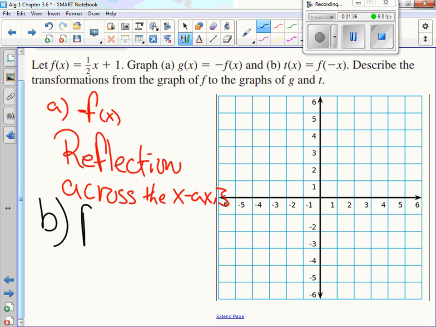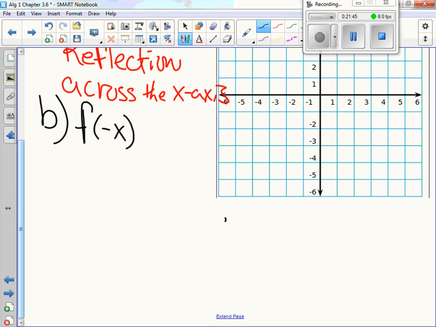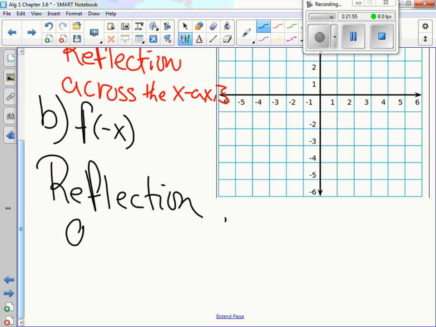Well, the other one is f of negative x. So this time the negative, it's inside, isn't it? So again, this is still a reflection. But this time it's going to be across what? The y-axis. Since it's inside the parentheses, it will be across the y-axis. Outside the parentheses, it will be across the x-axis. Inside the parentheses, it's across the y. Questions on this here?